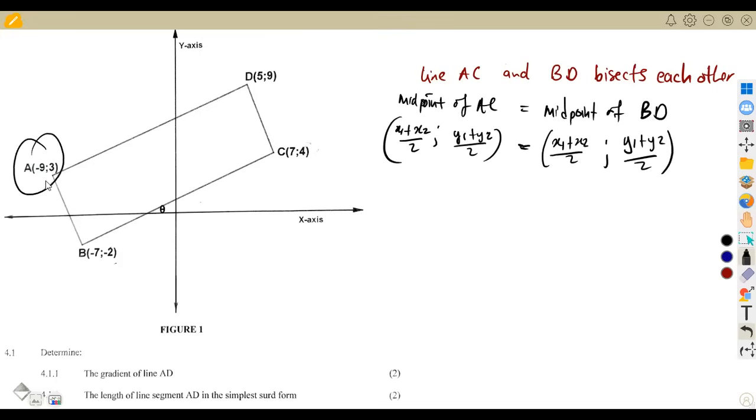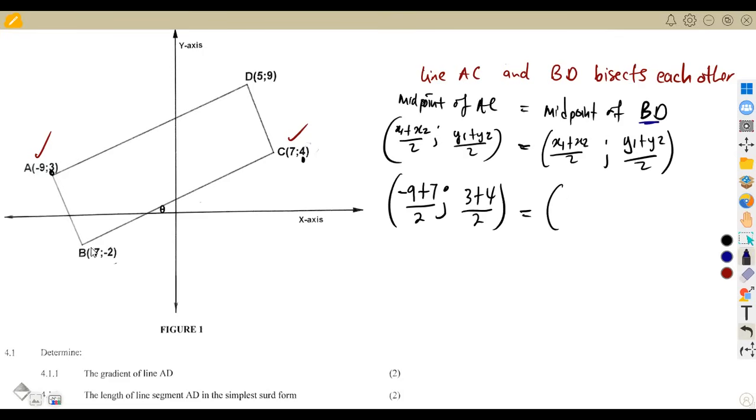For AC, we are taking our point A and our point C. You're going to consider x here, which is -9, and x here, which is 7. So that's -9 plus 7 over 2. Then the y values, you've got 3 and 4, so it's going to be 3 plus 4 over 2. That is our midpoint. It must be equal to that of BD. For BD, the x value is -7 and here it's 5, so that's -7 plus 5 over 2. Then the y values are -2 and 9, so -2 plus 9 over 2.